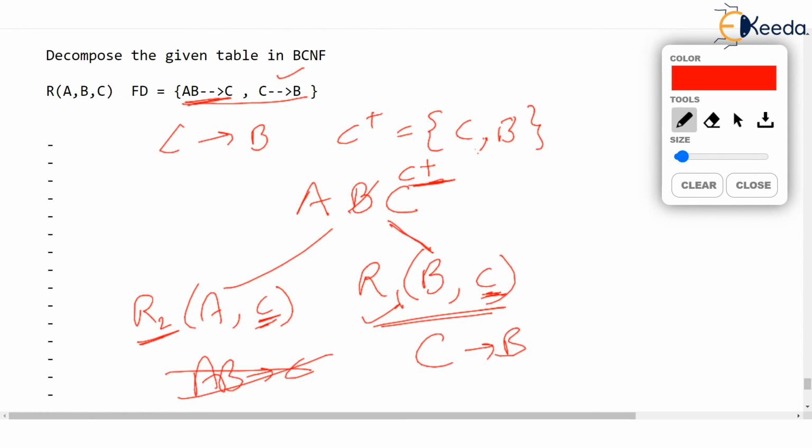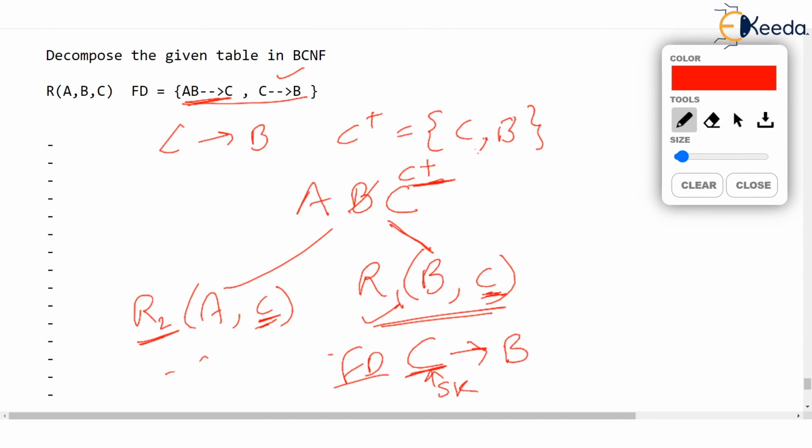Now before you jump to any conclusion, are these two tables R1 and R2 first of all in BCNF? Just check. C determines B is satisfied. This is the FD on this, and C is the candidate key. So this is a super key. So this FD follows the rule. Now no FD is preserved as such on this. But remember, there are only two attributes on R2, isn't it?